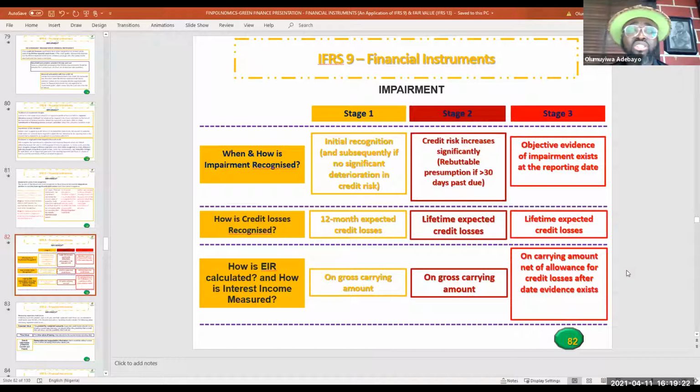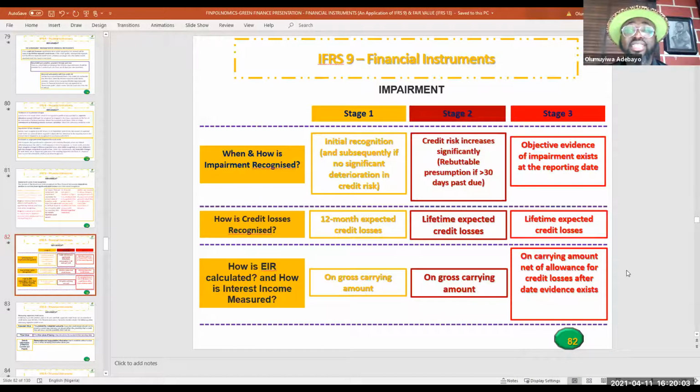Remember, I discussed the two expected credit losses that can be obtained under the general approach. The first one is 12 months. The second one is lifetime. Now, in stage 1, you only make use of 12-month expected credit loss. I will come back to 12-month expected credit loss as a portion of the lifetime, while the lifetime considers all possible scenarios over the remaining life of that financial asset.